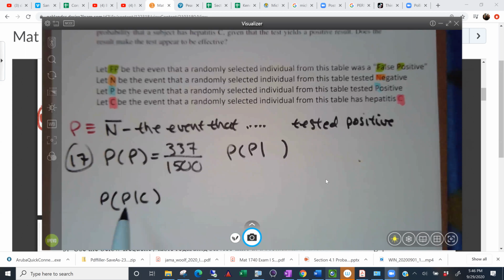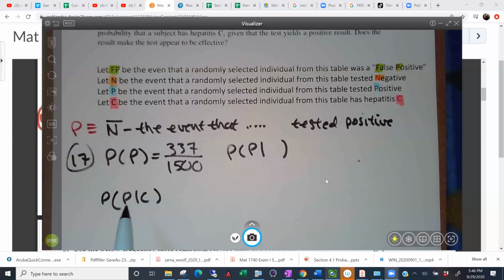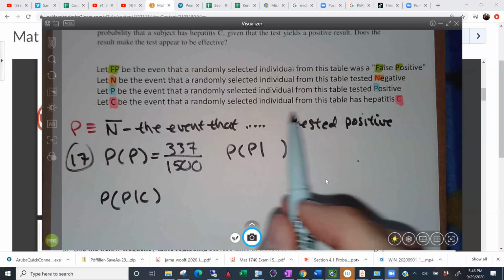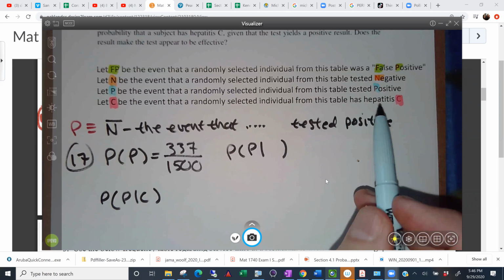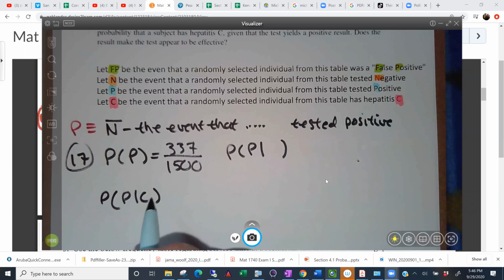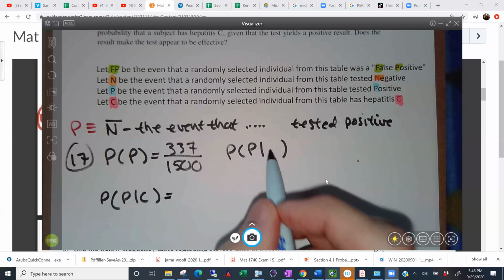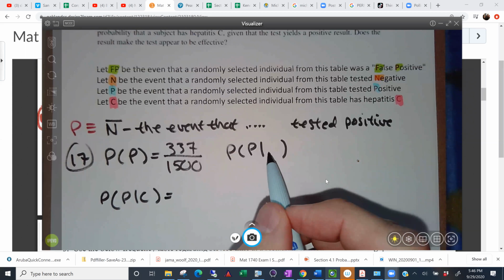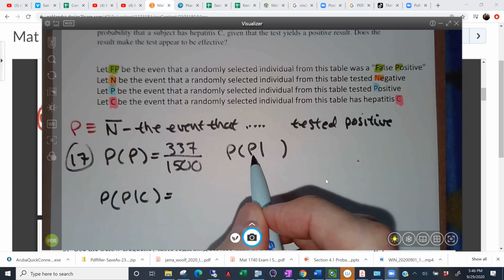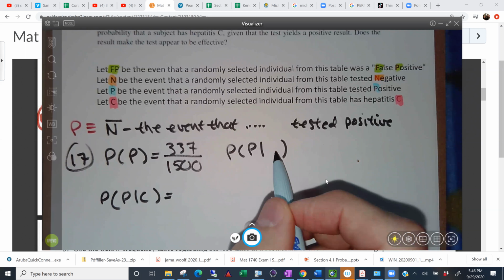I want to get the probability that somebody has a positive test given that they have the disease, given that the selected individual has hepatitis C. So that's one probability, but that's not what I'm looking for here. I want the probability of a positive test given that they don't have the disease. So what notation should I use here?